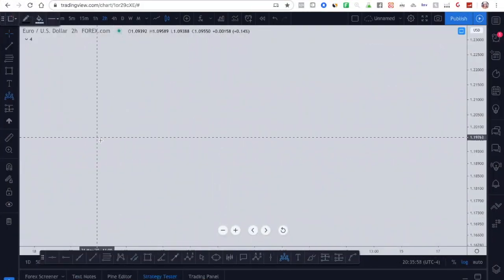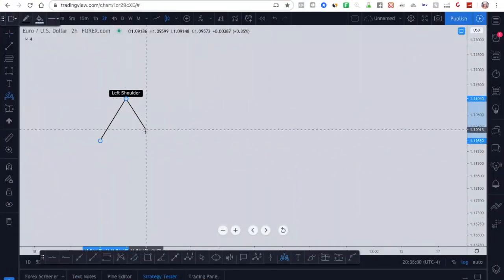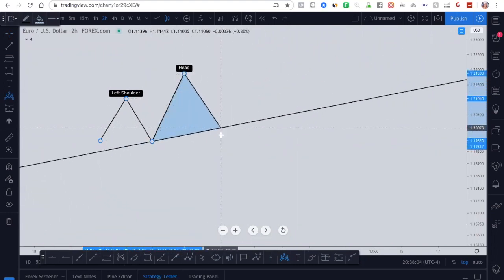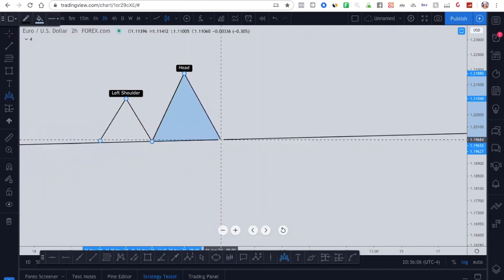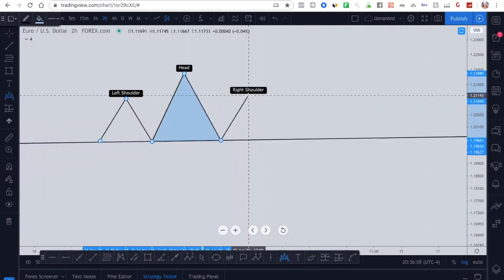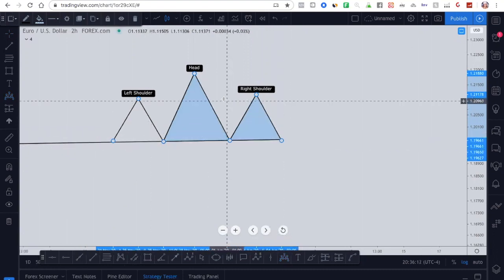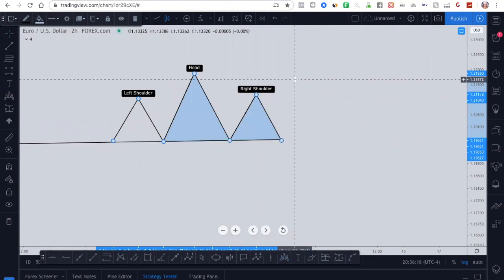So head and shoulder patterns typically have a left shoulder, a head that has a higher high than the left shoulder, and then the right shoulder, which has a lower high than the head, okay? So they don't always look like this. Sometimes they're slanted, they're in an incline, it just depends. And there's also something called an inverted head and shoulders, which we'll cover in another video. But I want you to be able to identify these.